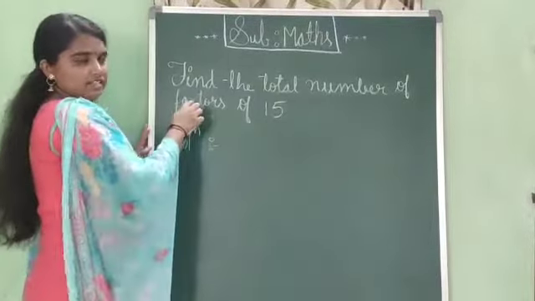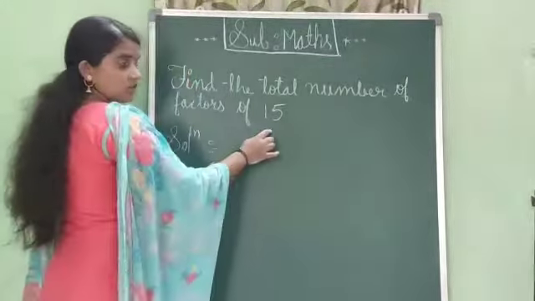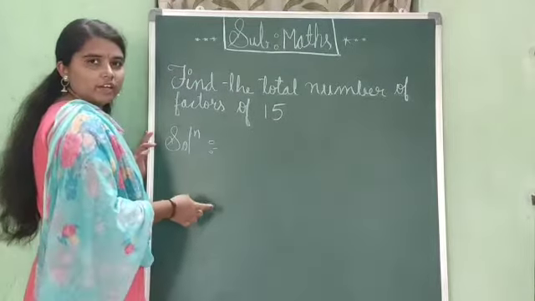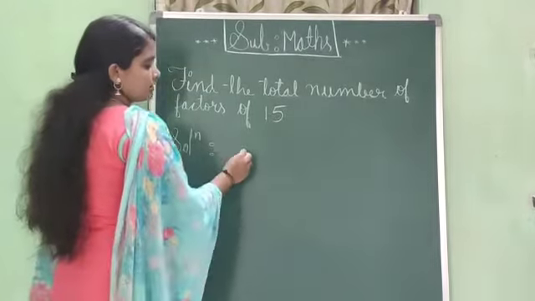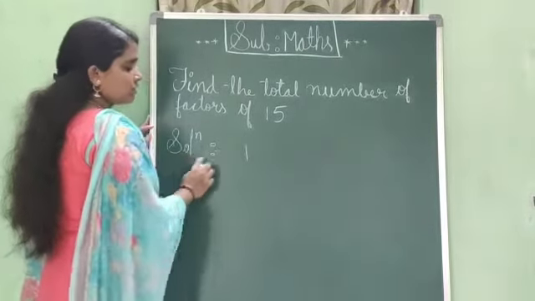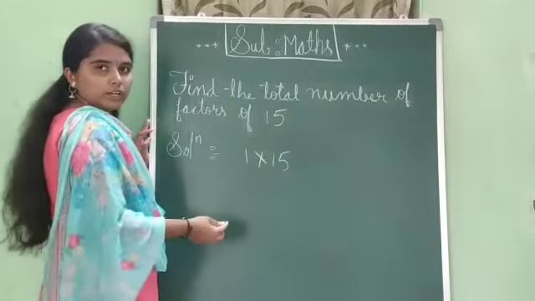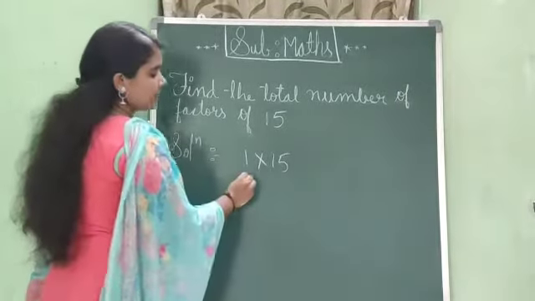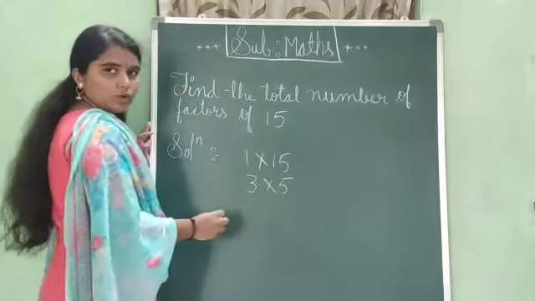So next example I have taken this: find the total number of factors of 15. Before I had taken 20, now I am going to take 15. Same thing we should do in the solution. Here 1 15s are 15. Then will it come in the 2 table? No. In the 3 table it will come. 3 5s are 15. Yes or no?